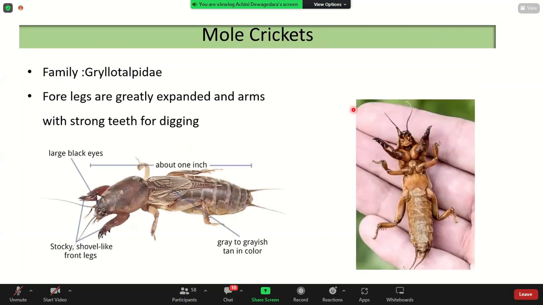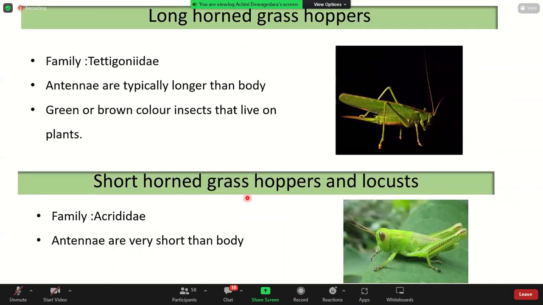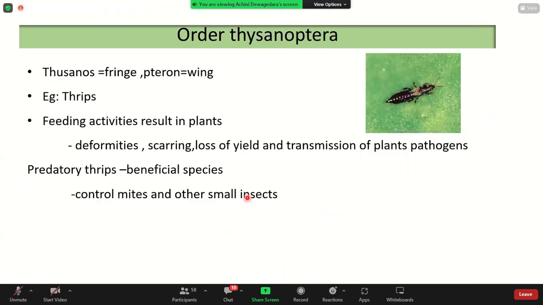Okay, and this one is called wood cricket. They are living in the soil, and their front legs, as you see here, are developed for digging. Their front legs are developed for digging, and they have very strong teeth as well. Right. Those are the insects that come under order Orthoptera.